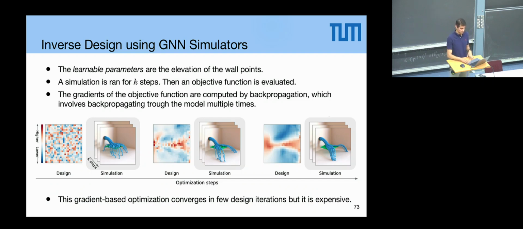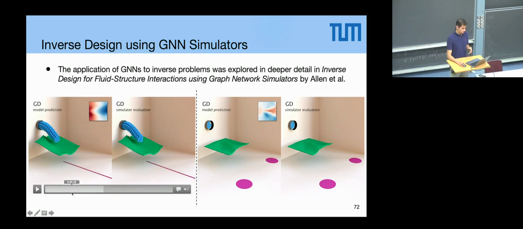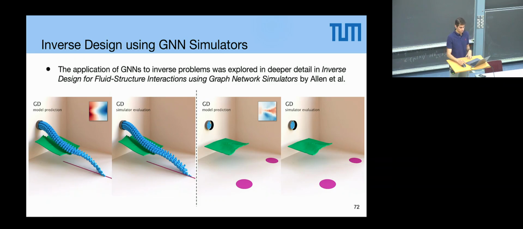Now we evaluate the loss function. In this case, it's quite simple to come up with a loss function. We could, for instance, compute the mean square error between this direction and the direction of the velocity of the particles.